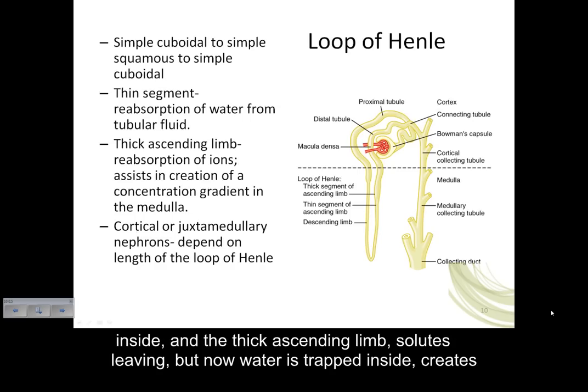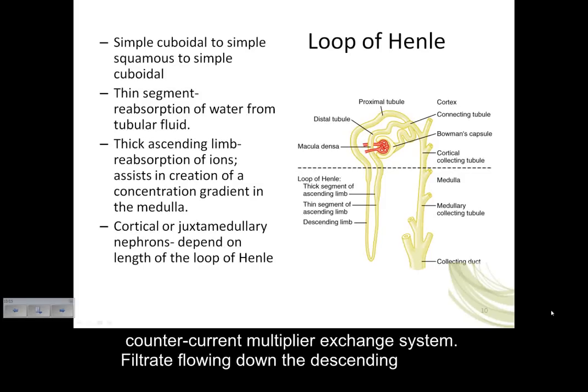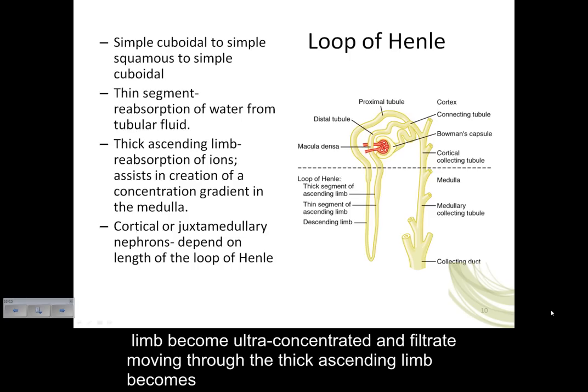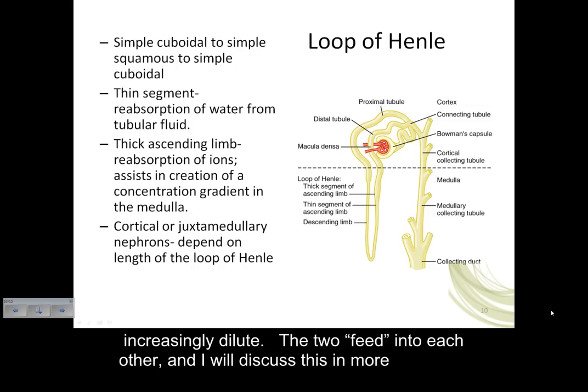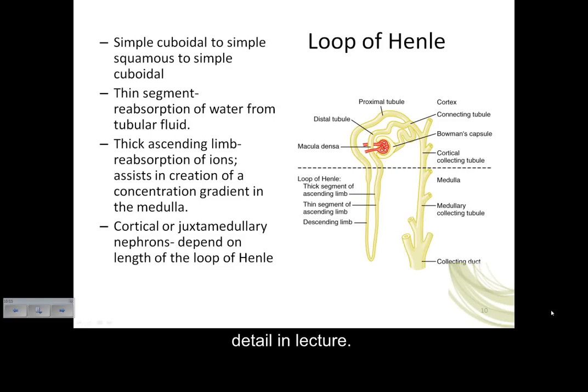More importantly, the loop of Henle, with a setup on the descending limb to reabsorb water and the solutes staying inside, and the thick ascending limb with the solutes leaving, but now water is trapped inside, creates a countercurrent multiplier exchange system. Filtrate flowing down the descending limb becomes ultra concentrated, and filtrate moving through the thick ascending limb becomes increasingly dilute. The two feed into each other, and I will discuss this in more detail in lecture.